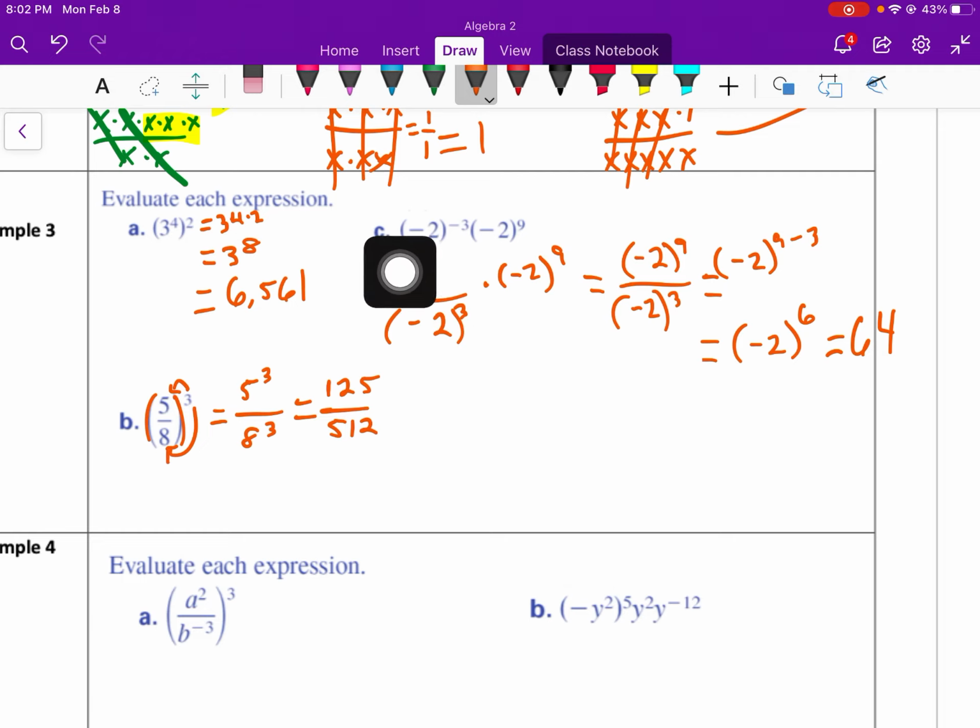And there are a couple different ways you could have done it. You could have seen that it was negative 2 where the bases were the same, added those together, and already got to negative 2 to the 6th power.